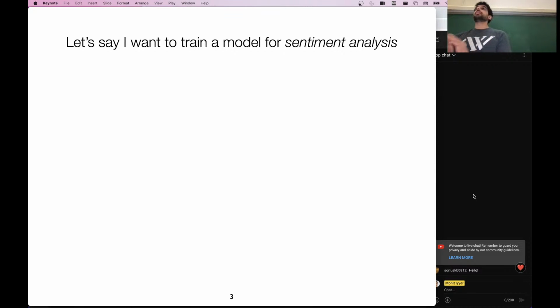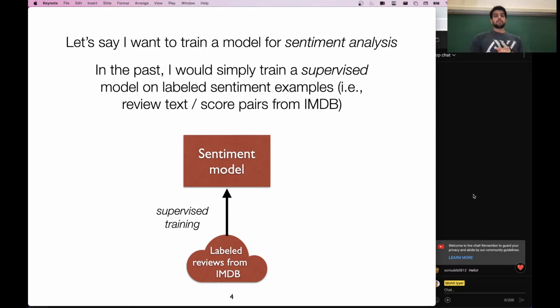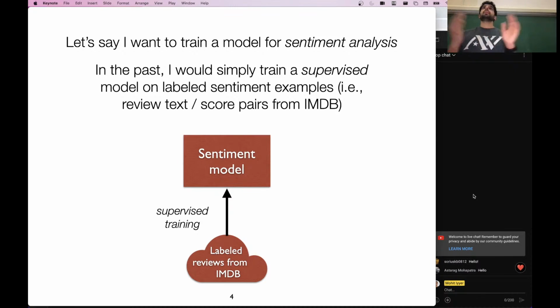So let's get started with the topic of the class today. Let's say I want to train a model for sentiment analysis. This is an example that we looked at yesterday with the supervised learning paradigm, where I would collect like 50K or 20K labeled input-output pairs, train a model from scratch on this data, and then I have a sentiment model.